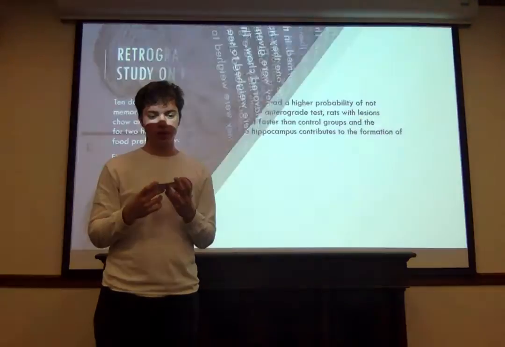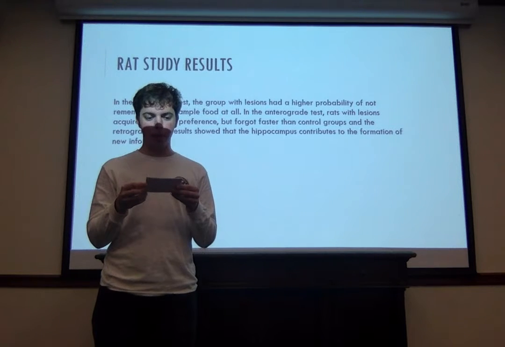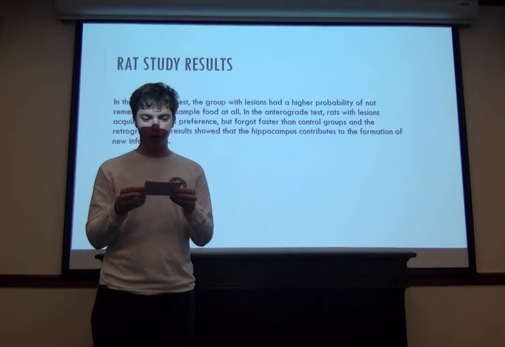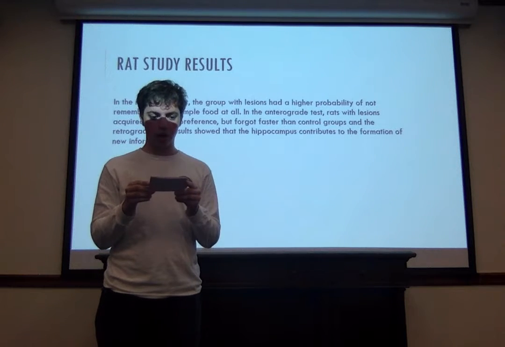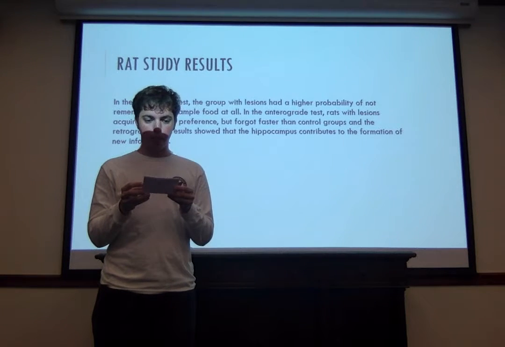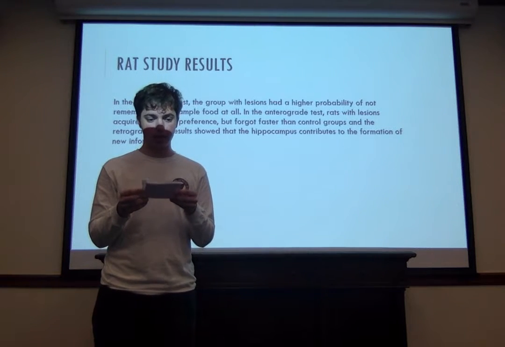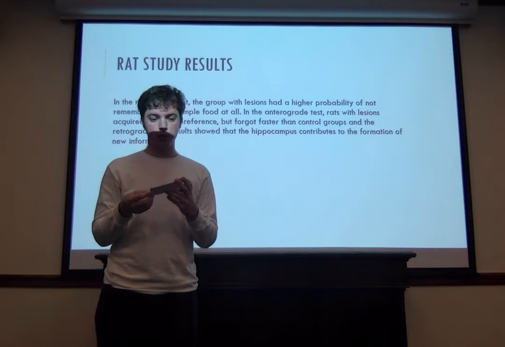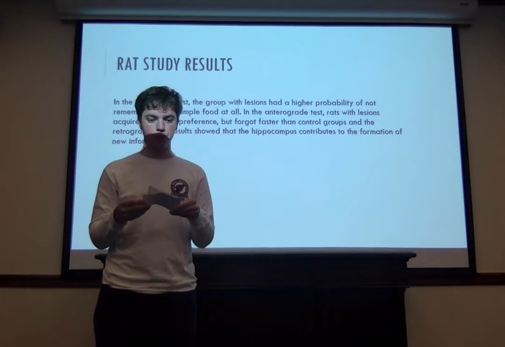The rat study results. In the retrograde test, the group with lesions had a higher probability of not remembering the sample food at all. In the anterograde test, rats with lesions acquired the food preference, but forgot faster than the control groups in the retrograde. The results showed that the hippocampus contributes to the formation of new information.